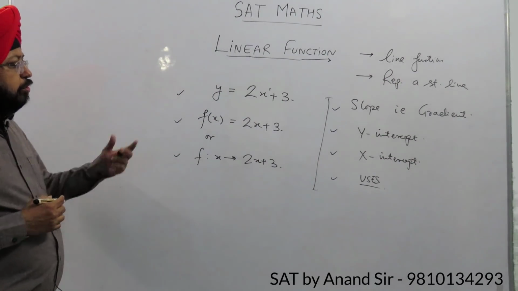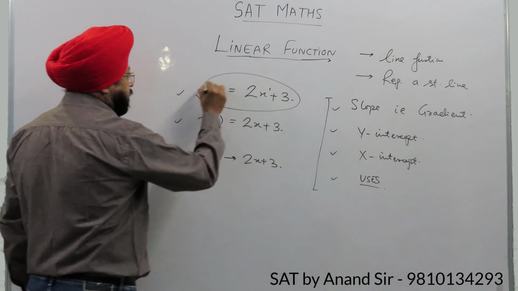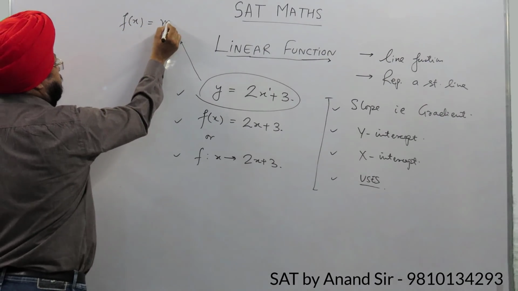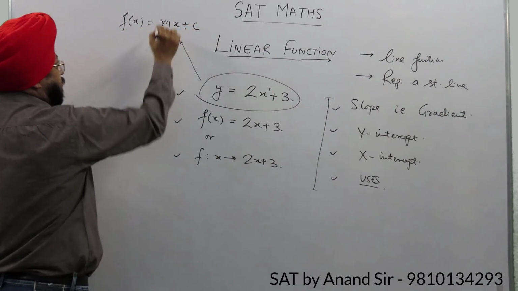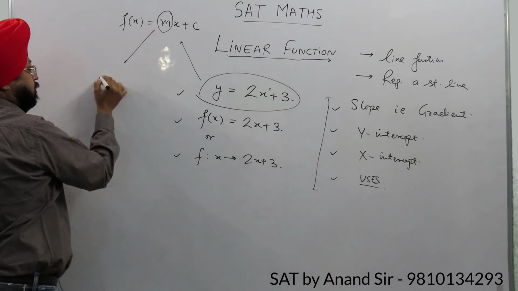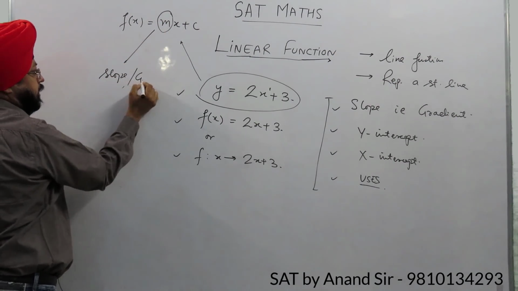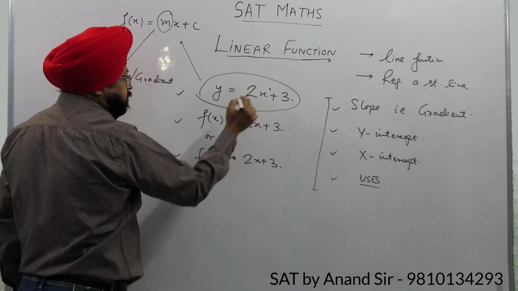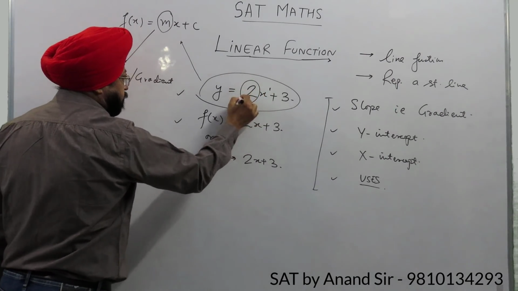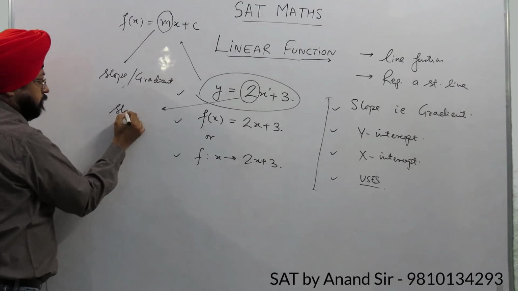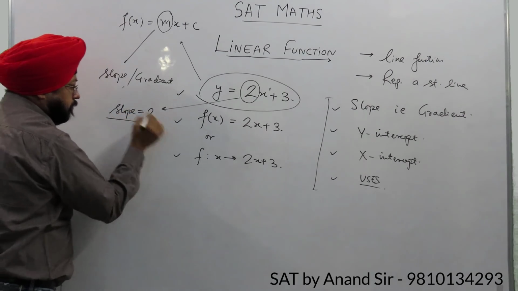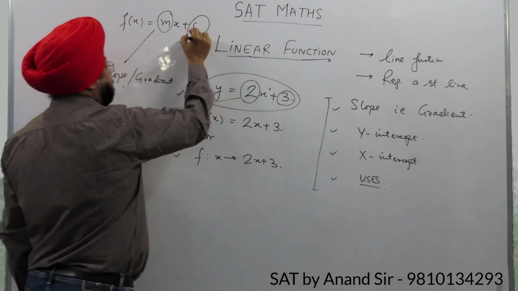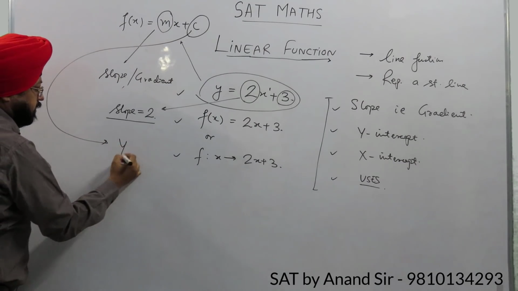See, the first thing is slope. When we see this line, let me write the general form of this: f(x) equals mx plus c. Here m represents the slope, that is gradient. It means in this line equation y equals 2x plus 3, this 2 represents the slope. Here the slope is 2. And what about this 3, or this c? Here c represents the y-intercept.